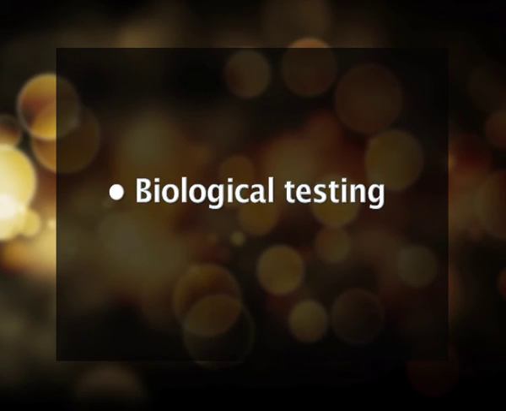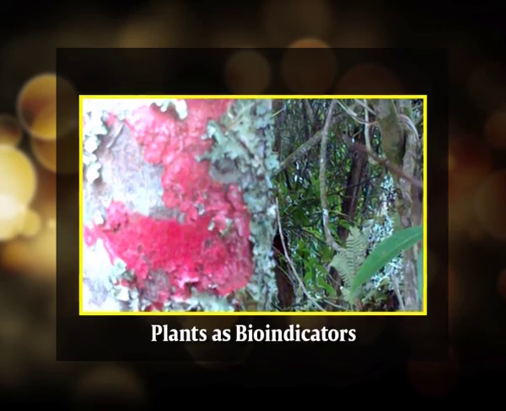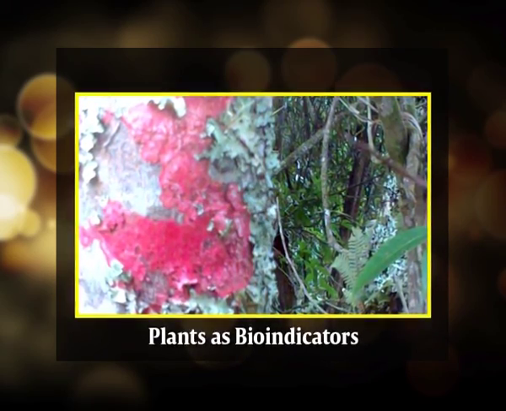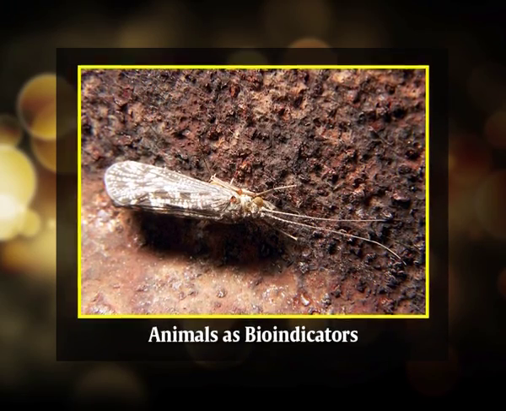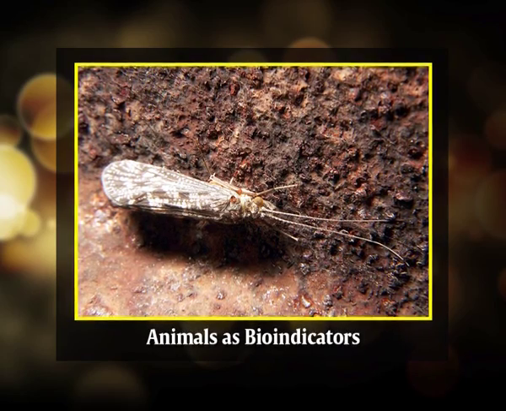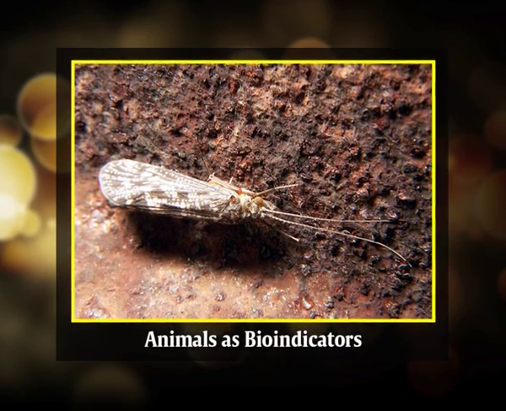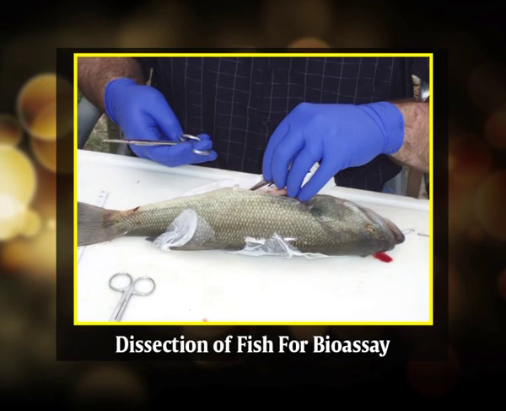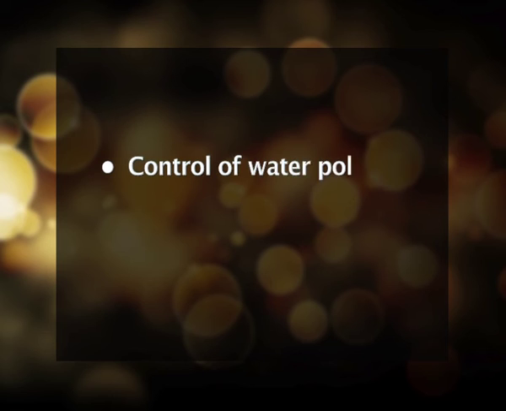Now biological testing. Biological testing involves the use of plant, animal or microbial indicators to monitor the health of an aquatic ecosystem. Depending on the type of assessment, the organisms may be identified for biosurveys and returned to the water, or they may be dissected for bioassays to determine toxicity. We will now study the control of water pollution.